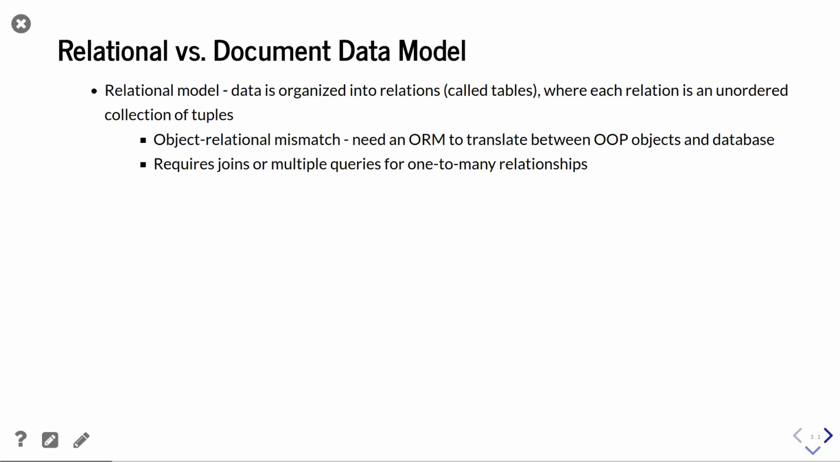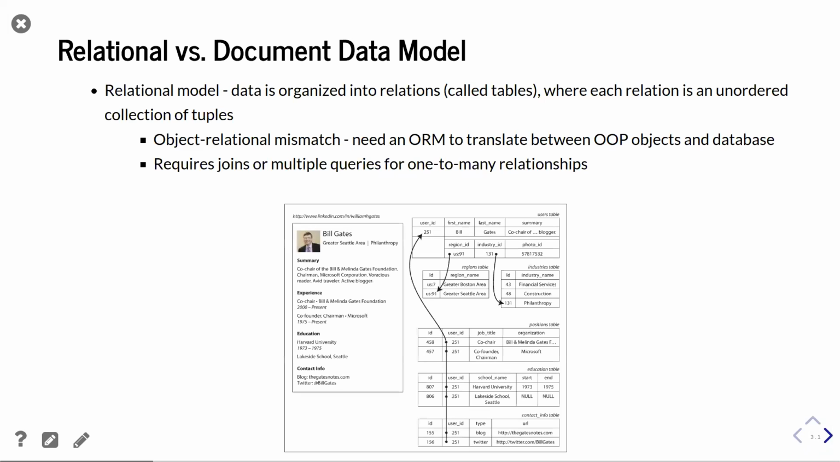So that's a little bit of an impedance mismatch between what is in the database and what is in memory. The other problem with the relational model is that it requires joins of multiple tables, or it requires multiple queries if you don't want to join the tables in one-to-many relationships. To illustrate this point, let's look at a resume application where the data is normalized.